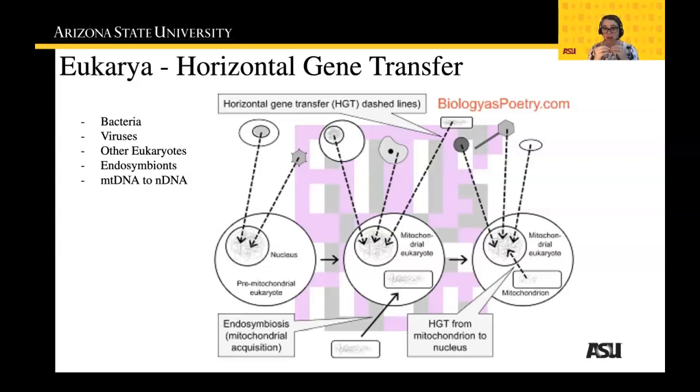It does not occur vertically from parent to offspring, or one portion of the lineage down its lineage in its evolutionary tree. It's occurring across the tree, across species, across phylum, and across domain, right? We're transferring our DNA horizontally with other organisms.